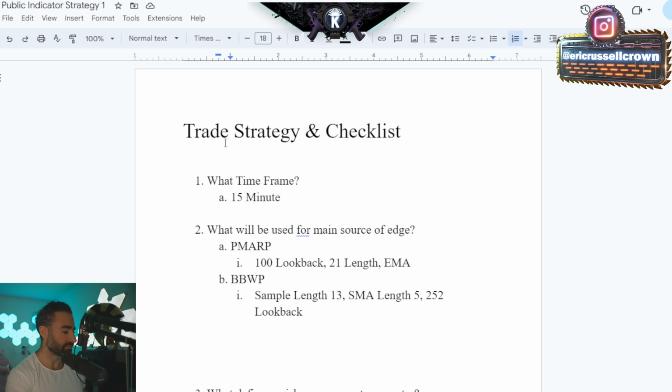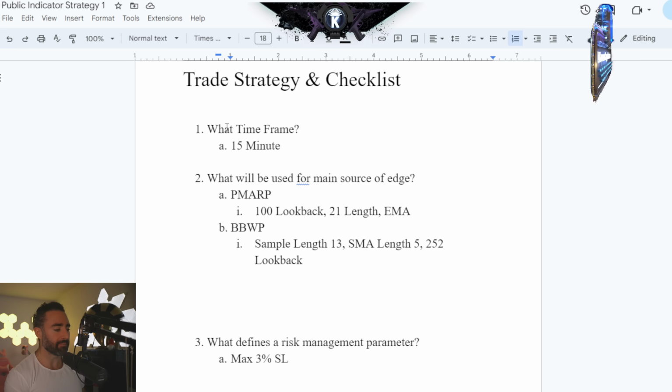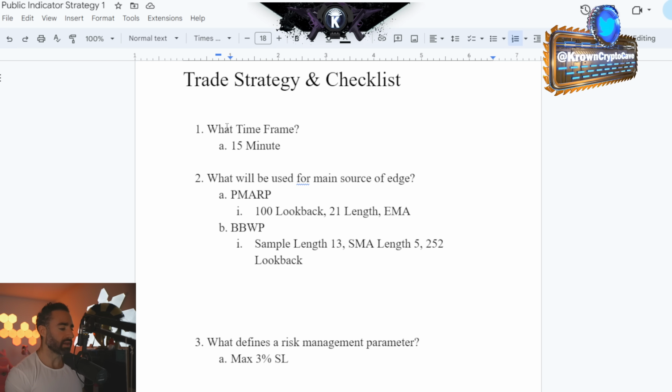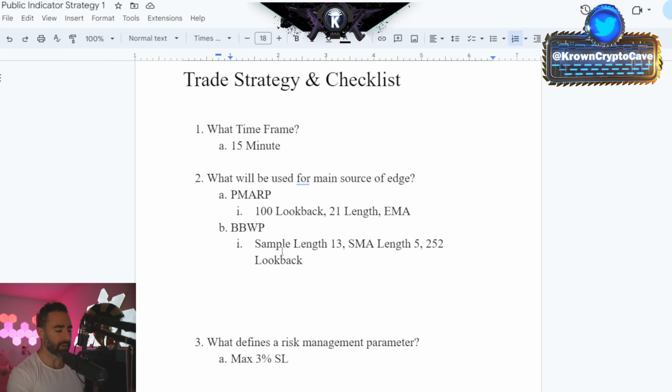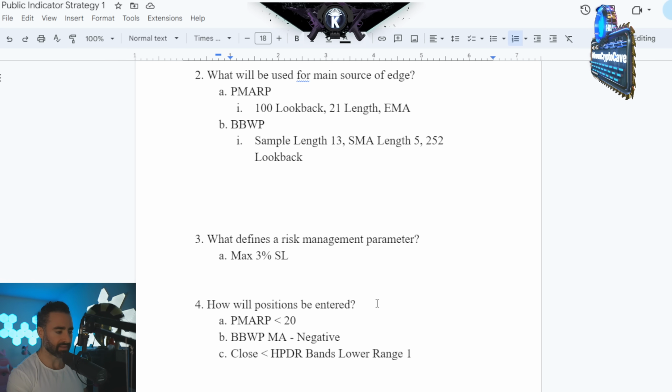Okay, so first things first, what time frame are we looking at? 15-minute time frame. What is our main source of edge? We just went over this. PMARP and BBWP settings are here as well, if that helps you.